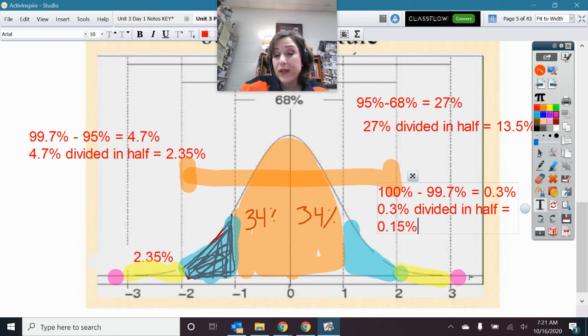Not even a fifth. 0.2 would be a fifth of 1%. This isn't even a fifth of 1% chance of having data out here. So that's just how extreme we're talking about. The likelihood of data being past 3 standard deviations. So if you get something past 3 standard deviations, we're going, oh, holy moly, what the heck is going on here? That is very unusual, and that's telling us something.